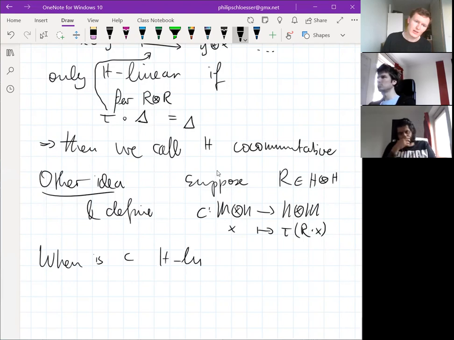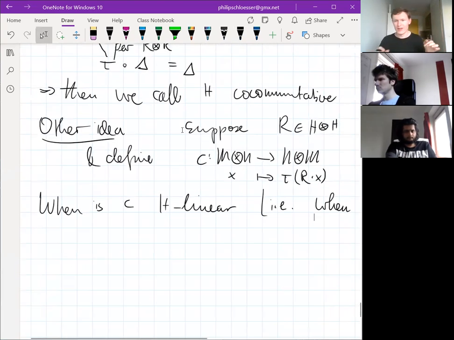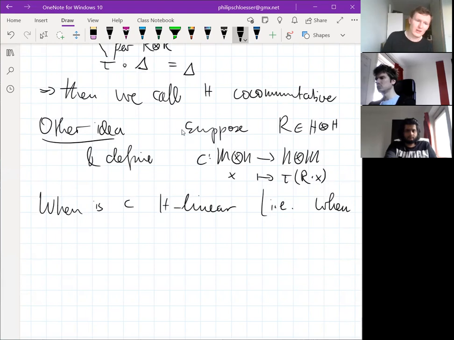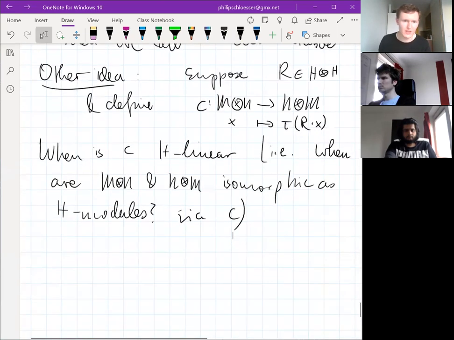And the motivation is, of course, that we want R to be invertible. Then this map C would be invertible, so M tensor N and N tensor M would actually be isomorphic as H modules, isomorphic via the map C.